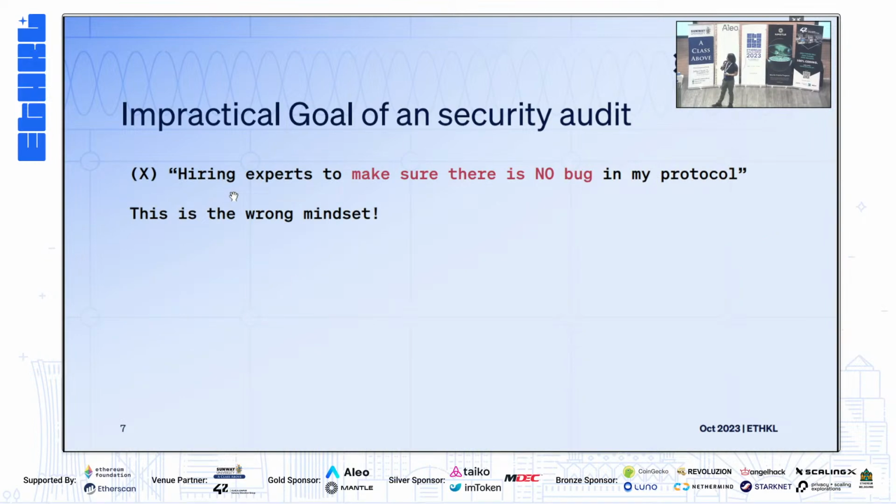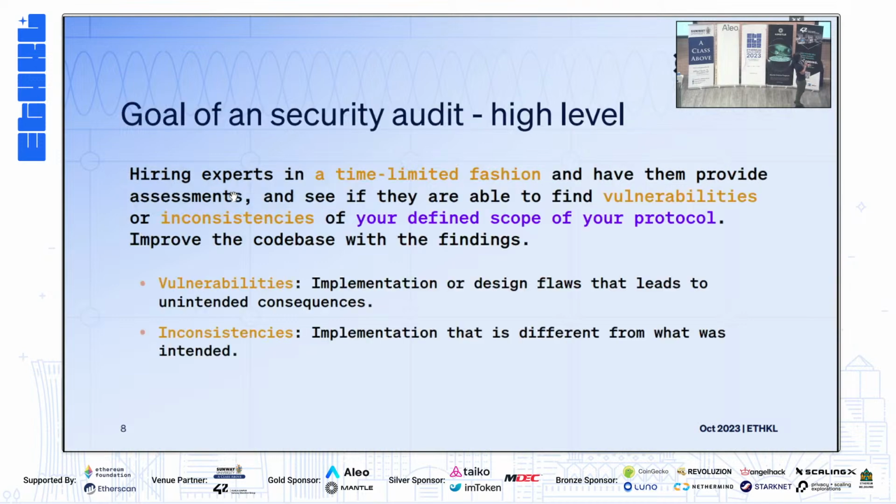So this is one thing I want to point out, the impractical goal of a security audit. If you have this thing in mind, then that's not the correct notion. Like, I'm hiring an expert or experts to ensure there's no bug. If you're a developer, you probably know this is very hard to achieve, almost impossible. So this is really the wrong mindset, and I always want to take the opportunity to generalize this to the general public. What is actually the goal of a security audit?